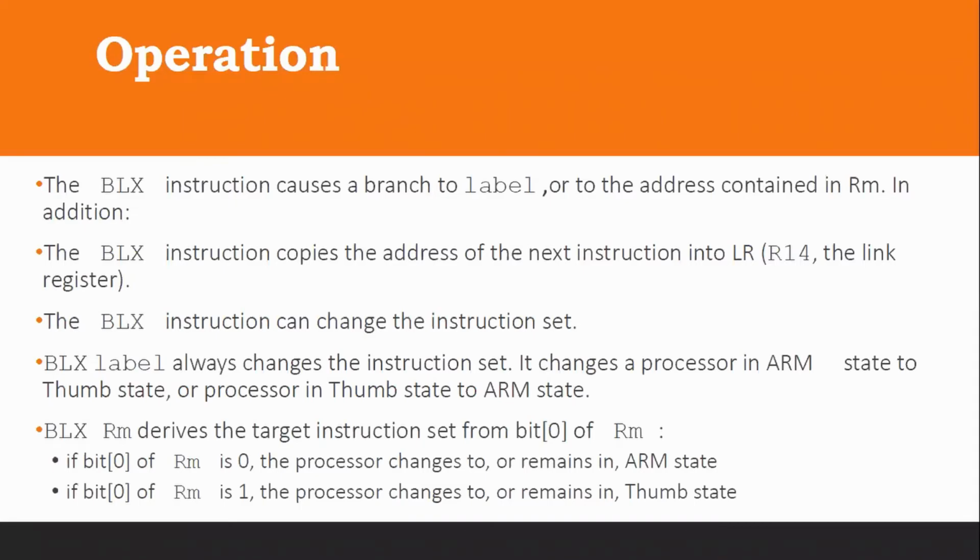It's the BLX operation. The BLX instruction forces a branch to label or to the address contained in Rm. In addition, the BLX instruction copies the address of the next instruction into LR. It means R14, the link register.